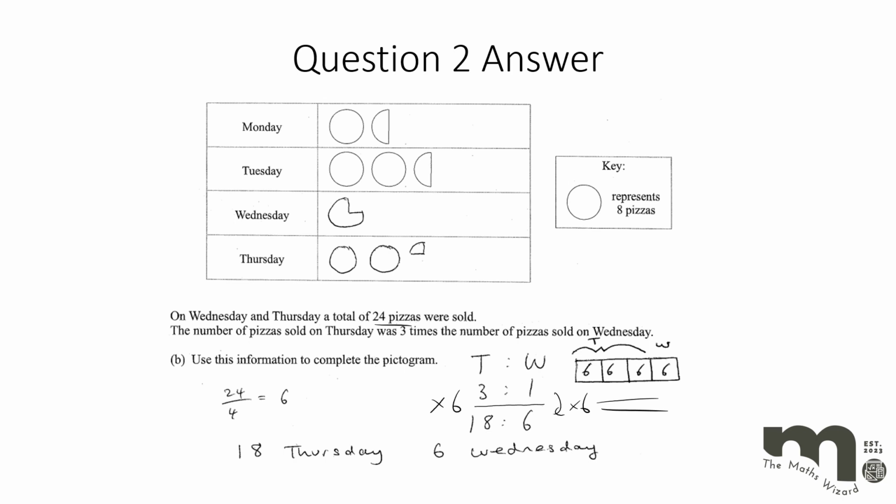So if we look at Wednesday, we're going to have 3/4 of a circle there to make those 6 pizzas. And then on Thursday, we're going to have 8, 8, which makes 16. And then you've got those extra 2 pizzas there from that quarter circle for that. So nice proportion-based question. They do a lot of proportion-based questions on a lot of the GCSE papers now.